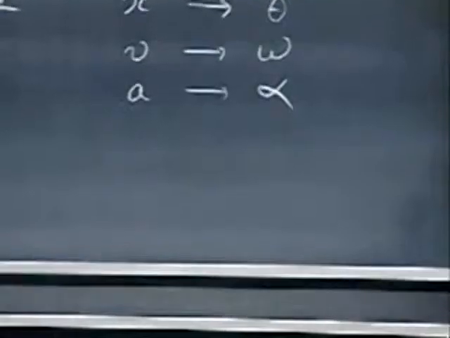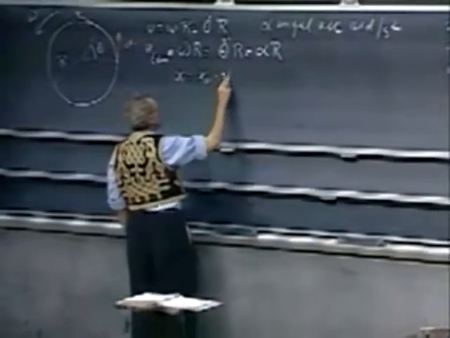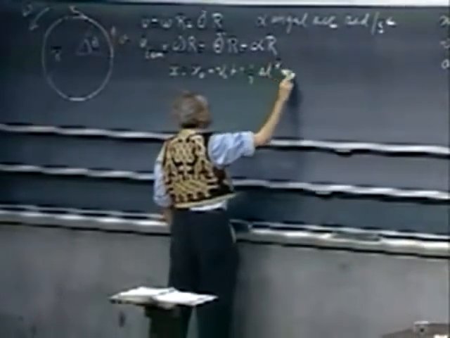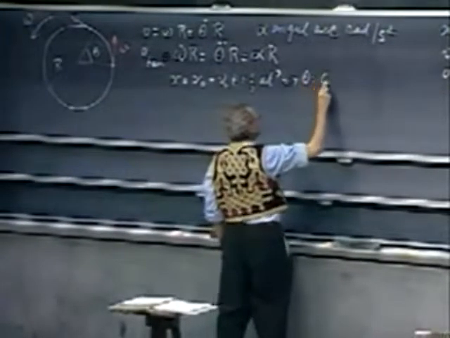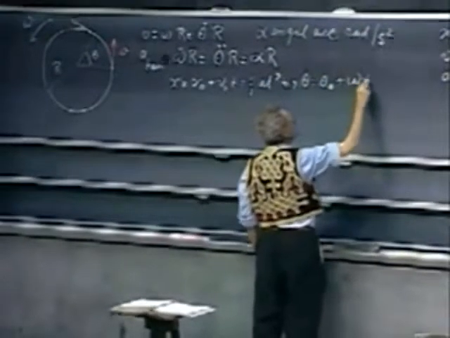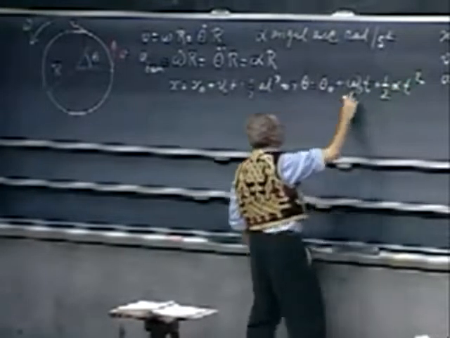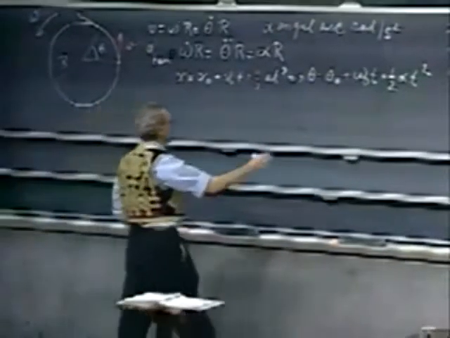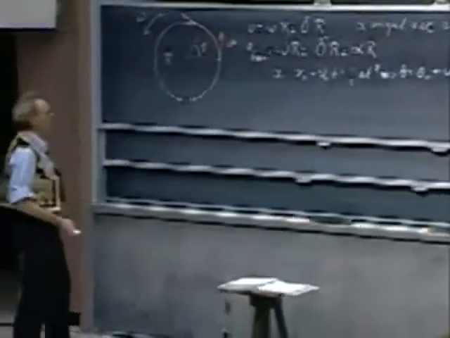For instance, the equation x equals x0 plus v0t plus 1/2 at squared simply becomes, for circular motion, theta equals theta 0 plus omega 0t plus 1/2 alpha t squared. It's that simple. Omega 0 is then the angular velocity at time t equals 0. And theta 0 is the angle at time t equals 0 relative to some reference point.